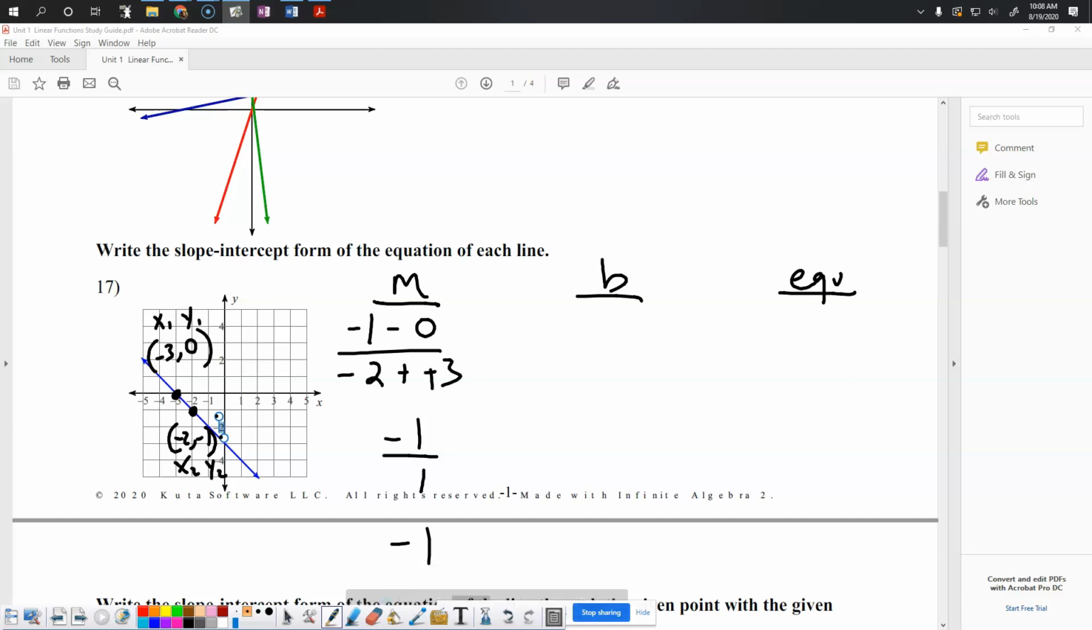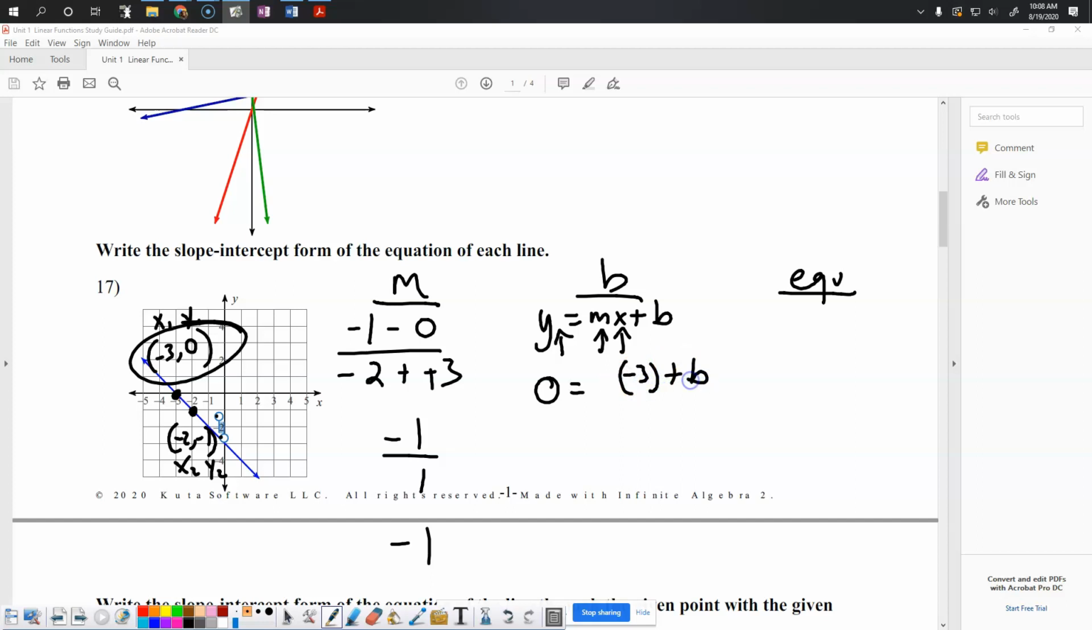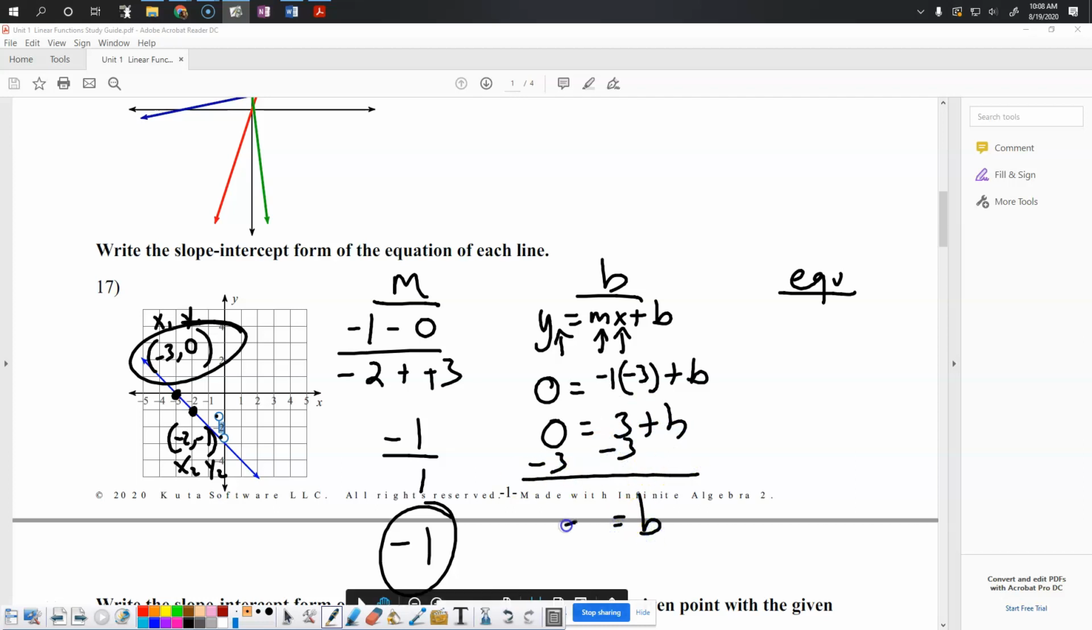To find your b value, you're going to take the formula y equals mx plus b, and you're going to plug in something here, here, and here. So for the y and x, you're just going to use one of your points. I'll use that point. So for y, I'll plug in 0, and for x, I'll plug in -3. For the m, you're going to use the answer that you got in the first step. So we have 0 equals -1 times -3 is +3 minus the... 3 on both sides, and you get negative 3.